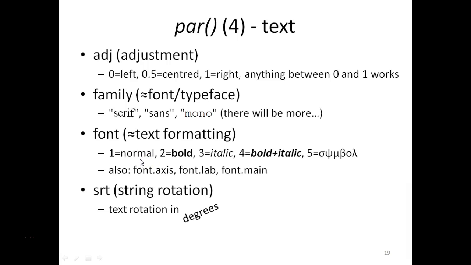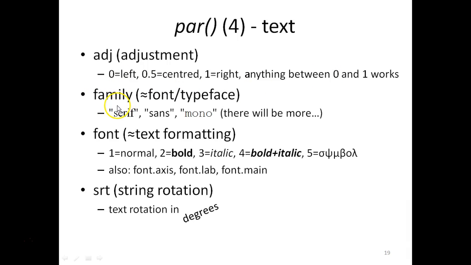There are text arguments, for example adjustment, ADJ. And here 0 stands for left adjusted text, 0.5 is centered, and 1 is right adjusted. Interestingly enough, you can also provide any number between 0 and 1. So by using, for example, 0.95, you would get text that is almost but not quite right adjusted. I'm not sure why that would be a good idea, but it works anyway.